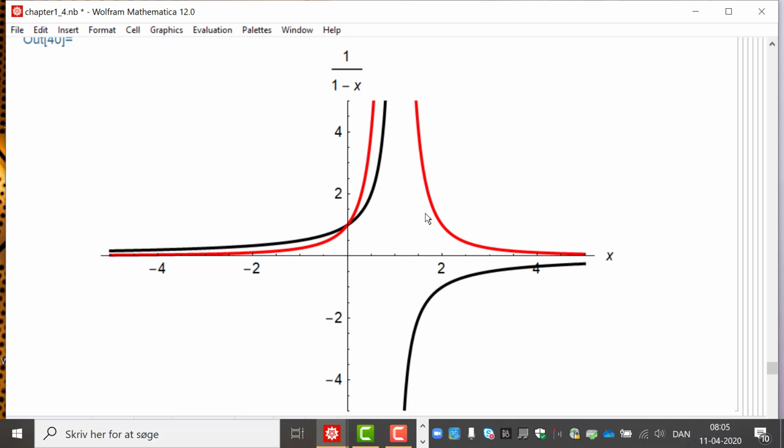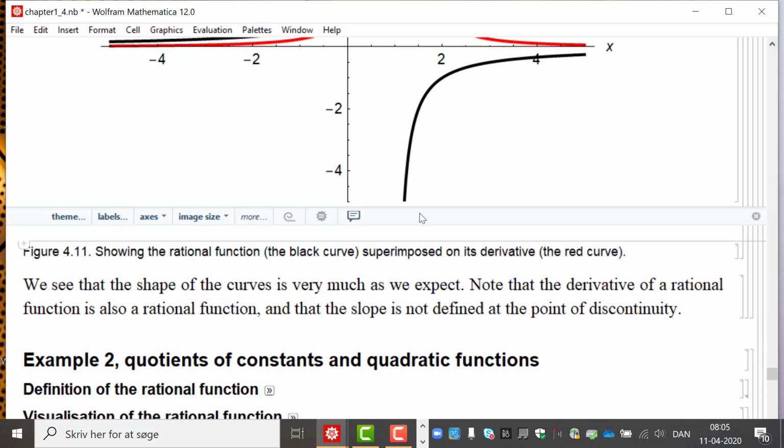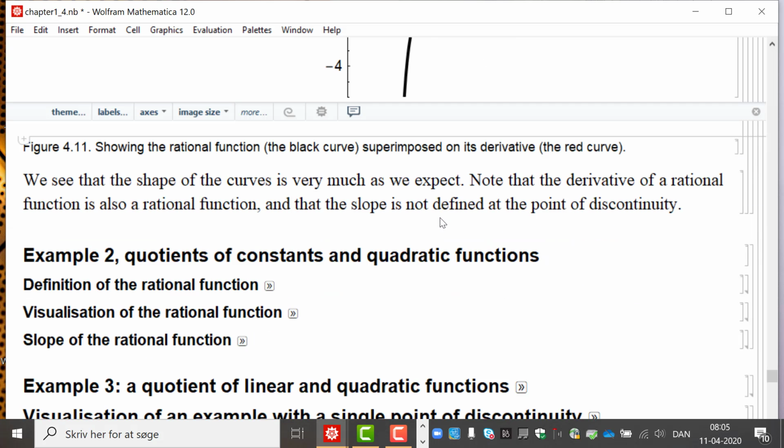So that's what the slope behaves like. So it's very much as we expect. Note that the derivative of a rational function is also a rational function, and that the slope is not defined at the point of discontinuity, which is not surprising, really. So let's move on a bit, and we'll now look at the quotient, or example 2, of constants and quadratic functions.